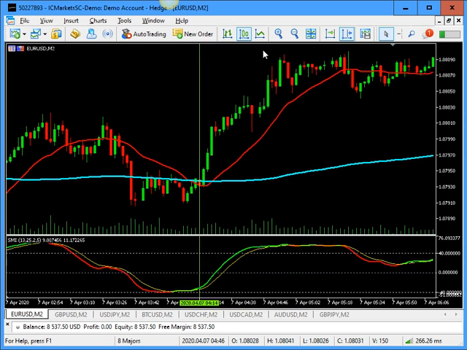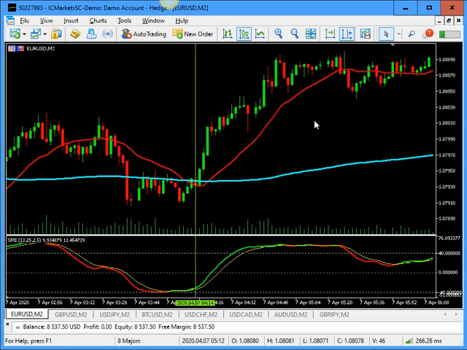Is that the entry? Is that a red close to the SMA 20 taken out? Is this a power picture? That is a power picture. I'm not sure if this is. It might be the beginning. Let's have a look and see what happened.